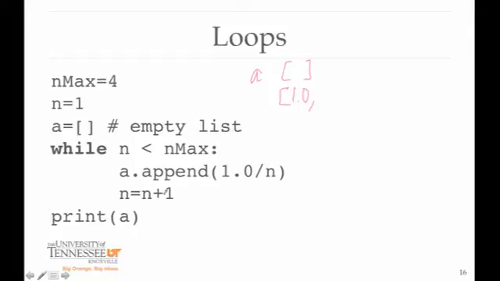Well, n would be incremented by 1, so n would become 2, and then we would test to see is 2 less than n max, and of course the answer is yes. And so then what will we append to the list A? We're going to append 1.0 divided by 2, which for all practical purposes is a half. So the list would grow, and we would have 0.5. And then n would be updated to 3 because of this update statement there.